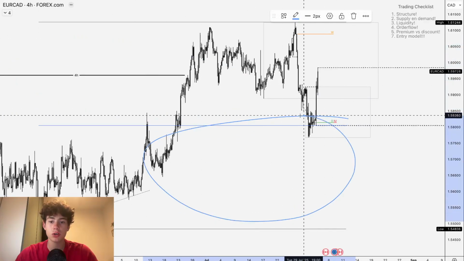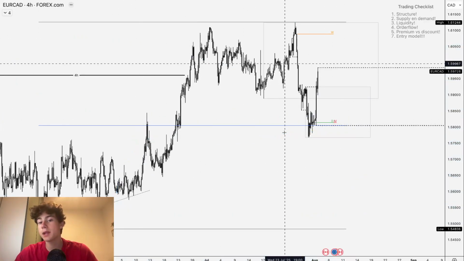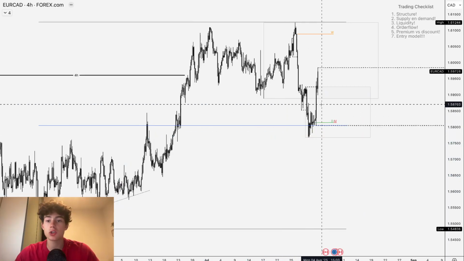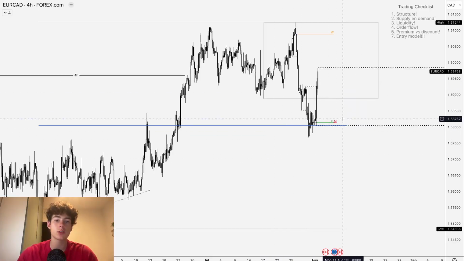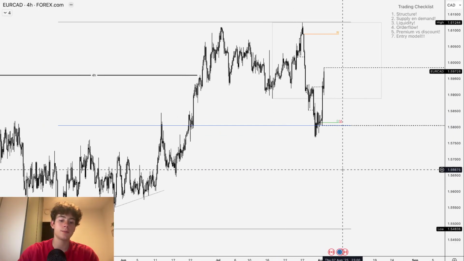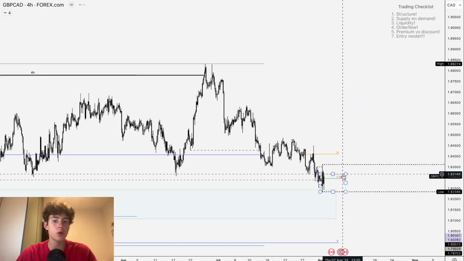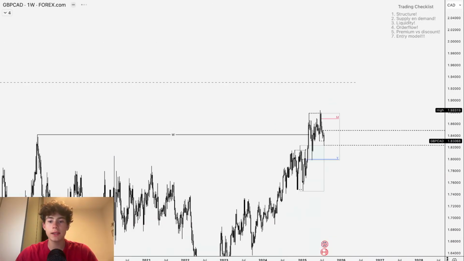even though we are 4 hour bullish in structure and we tap discount prices, because the higher time frame is just stronger than a lower time frame, and I want to trade in line with the higher time frame. So that's what I'm waiting for on EURCAD. Let's go over to GBPCAD on the weekly time frame.